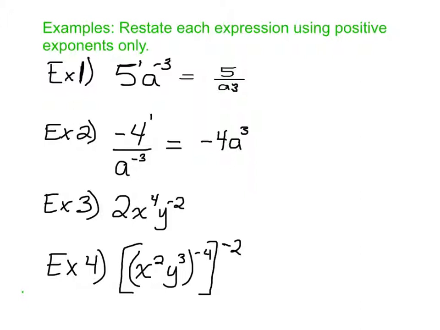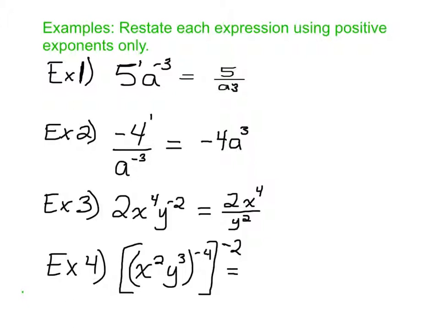Example 3 is 2x to the 4, y to the negative 2. Identify your exponents. 2 has a power of 1, x has a power of positive 4, and y has a power of negative 2. The positive exponents will stay where they are in the fraction. So x to the 4 and 2 will stay. Y to the power of negative 2 will move to the bottom and become y squared. And that is our simplified answer for that one.